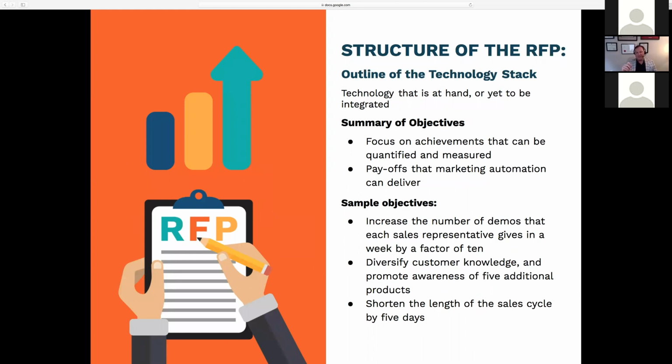Zooming in on the structure of the RFP, summary of objectives. So, as we say here, focus on achievements that can be quantified and measured and the payoffs that marketing automation can deliver. So exactly to my point earlier, I think the key thing is coming up with a specific set of objectives, which is what can really create value in the RFP process.